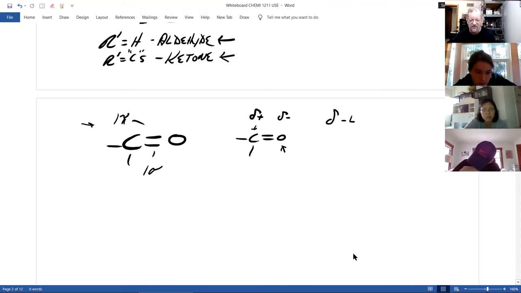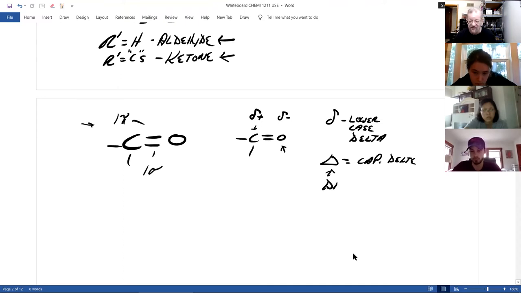This is the lowercase delta, which is one of the Greek letters. By the way, this is a capitalized delta. In organic chemistry, and in math too, delta is difference. And lowercase means a small difference.